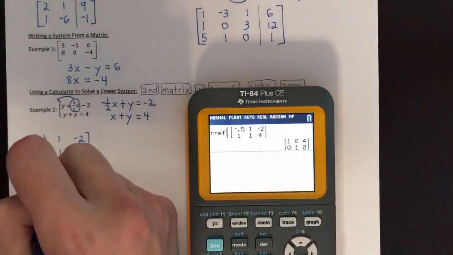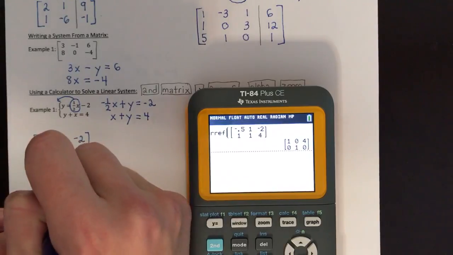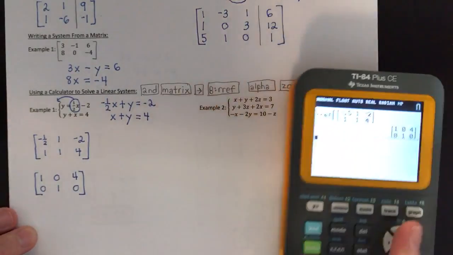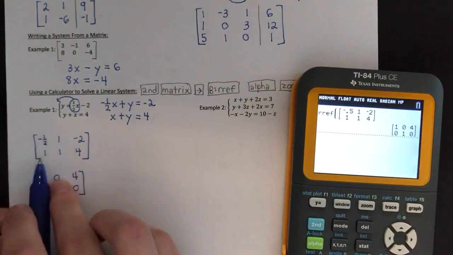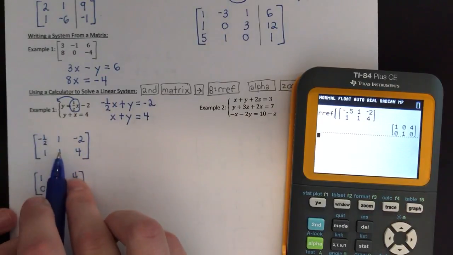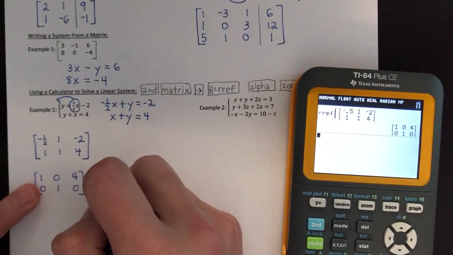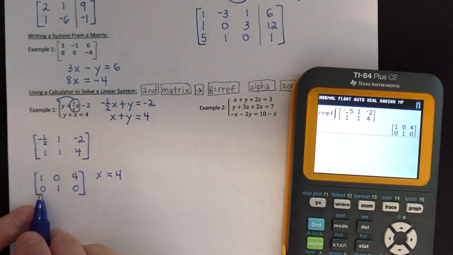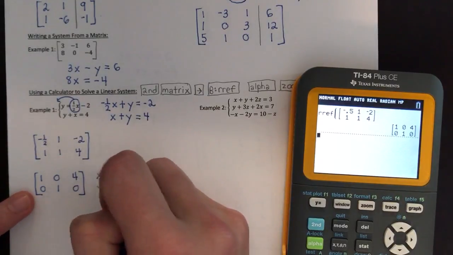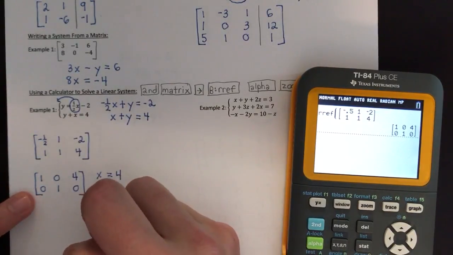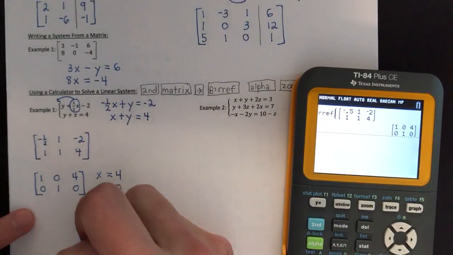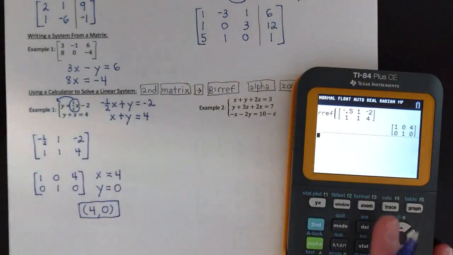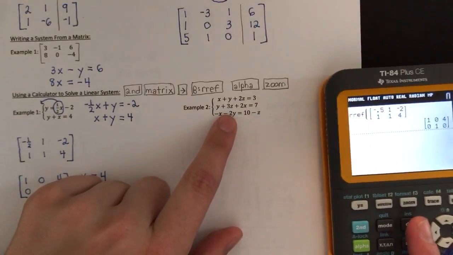Notice my answer says it's the matrix 1, 0, 4, 0, 1, 0. Let me explain what this means. Remember, the first column of the matrix was x's, this was y's, and this is what it equals. So this is saying 1x plus 0y, we don't need to write it, equals 4. And then this is saying 0x, don't need to write that, plus 1y equals 0. So it just gave you the coordinate of intersection like that. So 4, 0 is my coordinate of intersection for that graph. That is so nifty.